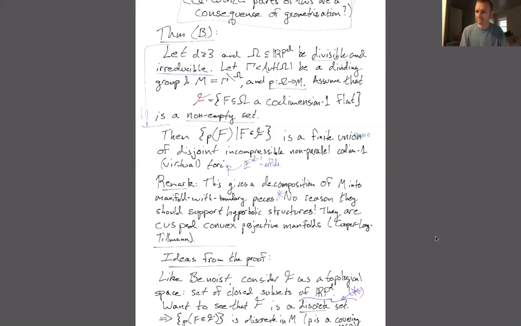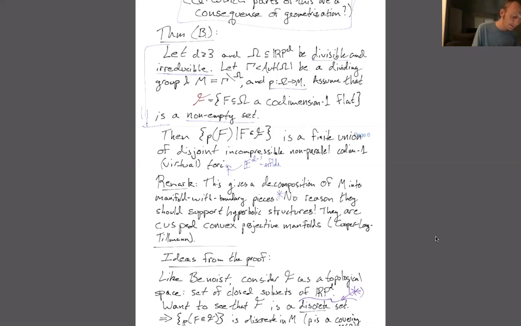Is it clear? Okay. So I'm not going to go through the proof completely, but I want to compare and contrast with Benoist's techniques in dimension 3. And then maybe we can talk about some of the lemmas involved. So the idea from Benoist's proof is to think about the set F.